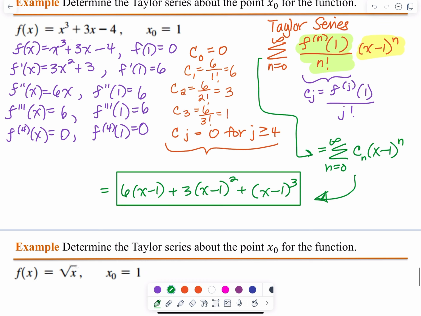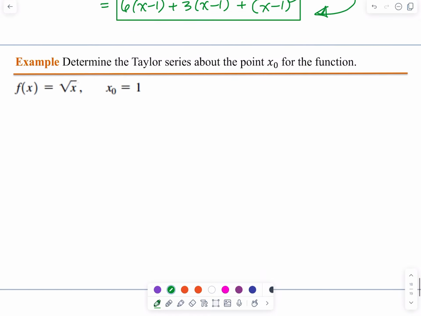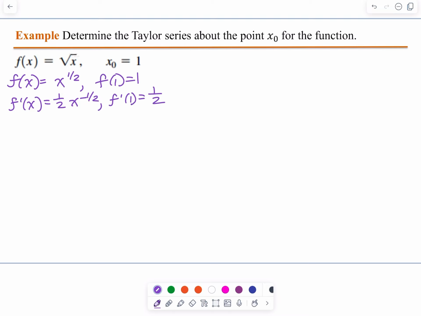Okay, let's take a look at this one. f of x is equal to the square root of x. And here, x naught is going to be equal to 1. We're going to need some function values and derivatives. And I will just write some of these down.